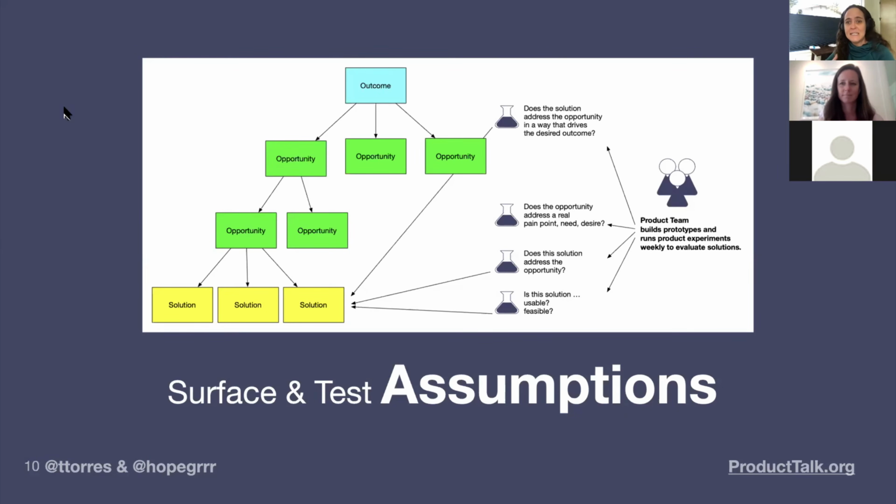But if we're testing teeny tiny assumptions and we can test them in a couple hours or a few a day, it's easy to get to dozens of experiments. Hope, I'm going to put you on the spot a little bit. Feel free to throw it back to me. Do you have any examples of quick experiments?